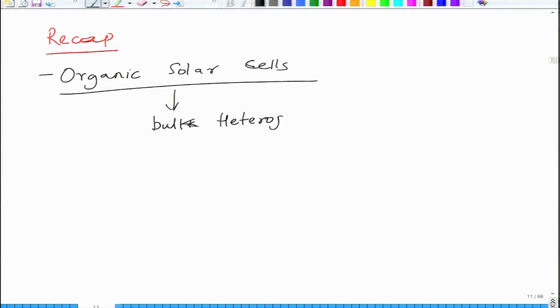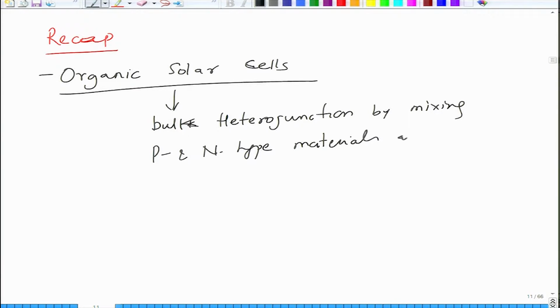The bulk heterojunction is a nanoscale mixture of P and N type materials, so that you bring the interface closer to the exciton, rather than bringing the exciton closer to the interface. Wherever an exciton is formed, it finds an interface in the vicinity, and then the interface provides an electric field to break it up into carriers.